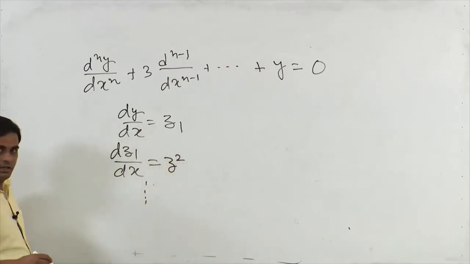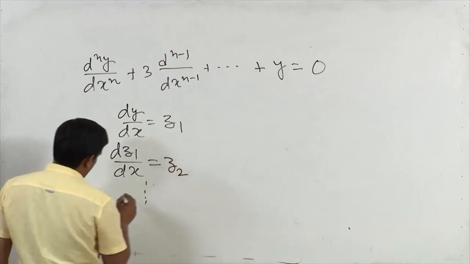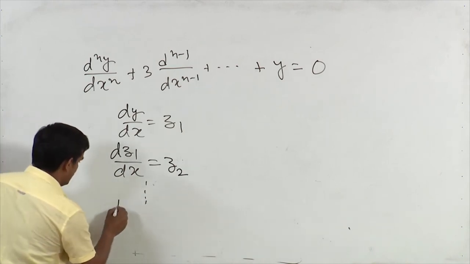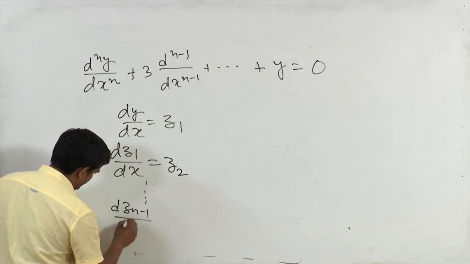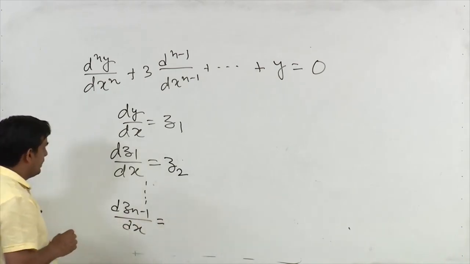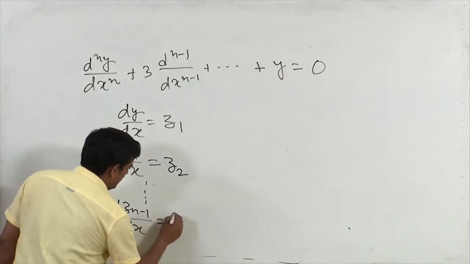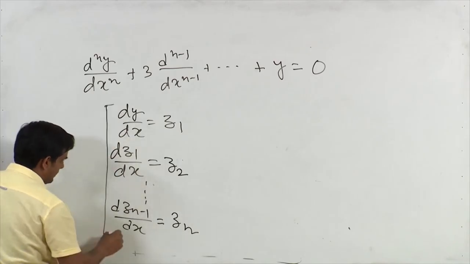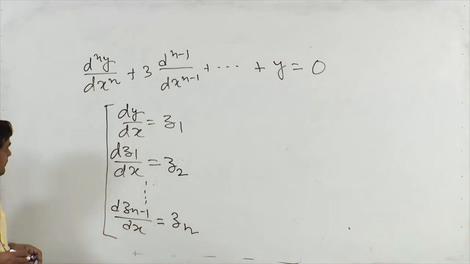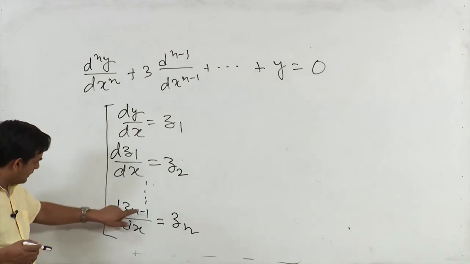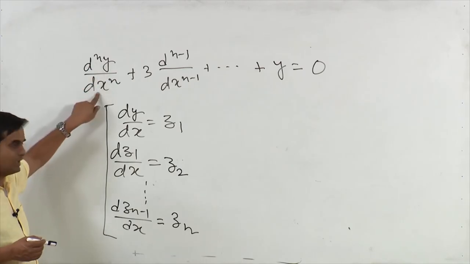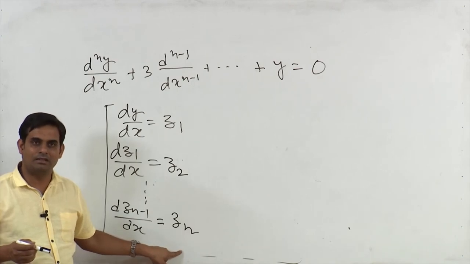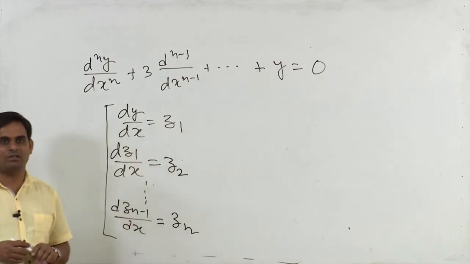Similarly, dz2 over dx I will write as z3. So, finally, dz n minus 1 upon dx will become z n, and hence I will have these n first order differential equations. And this dz n minus 1 over dx is nothing but d^n y over dx^n, which I can write in terms of y, z1, z2 up to z n minus 1, and hence I will have a system of first order ODEs.